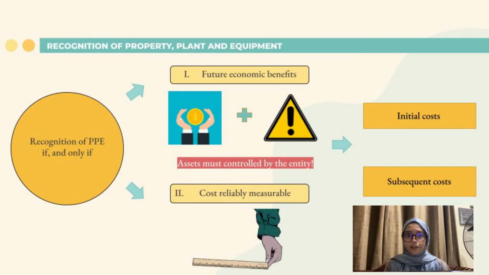The second condition is the cost of the item can be measured reliably. So, if you cannot measure it, then you cannot account for it as an asset. And these two conditions apply to both initial costs and costs incurred after initial recognition, or subsequent costs.